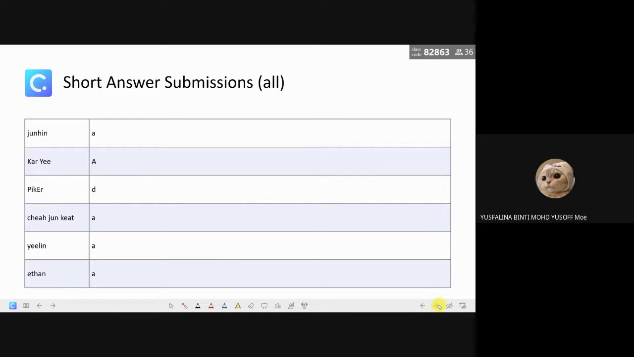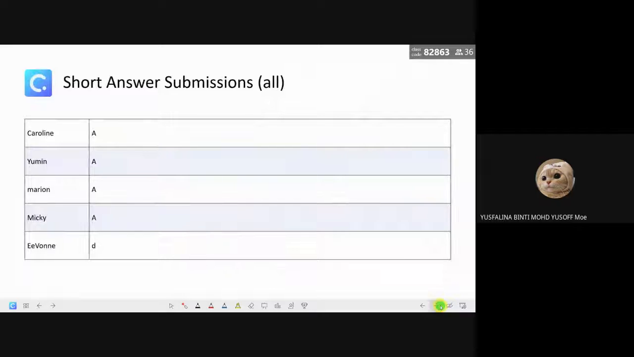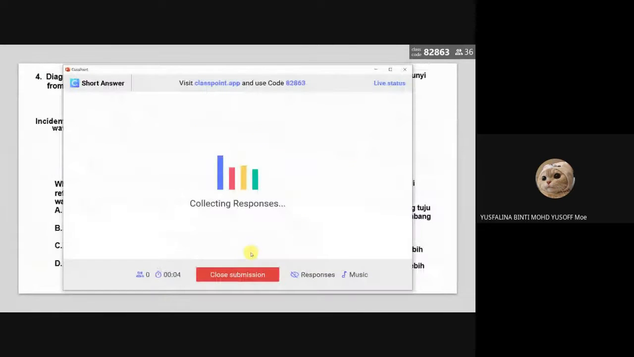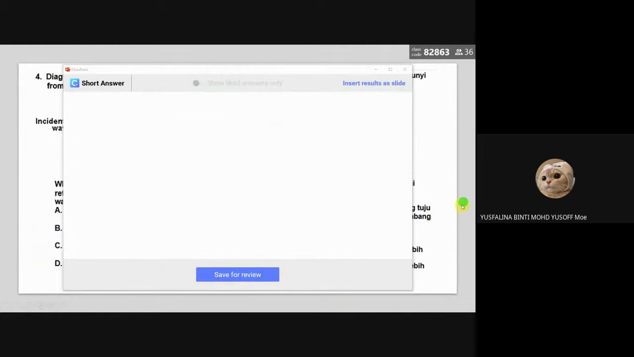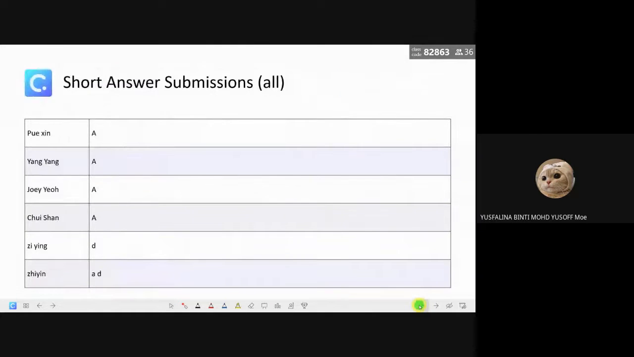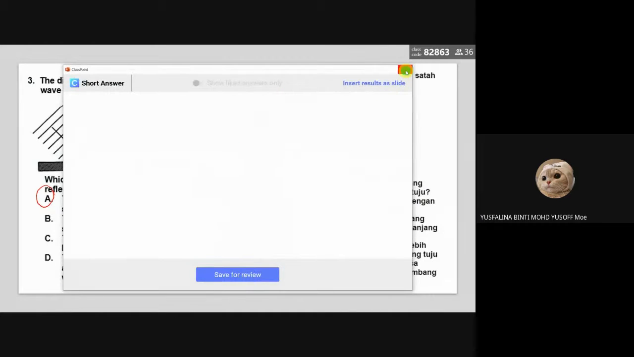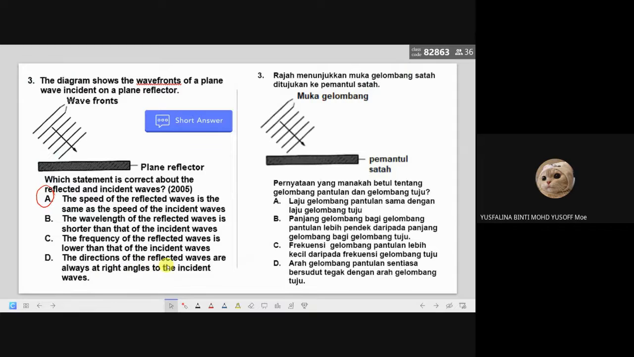Okay, some answered D. Why did you answer D? Later I will check why you answered D. Never mind, don't answer that one first. I want to check why you answered D. What is D actually? D: the direction of the reflected wave is always at right angle to the incident wave.